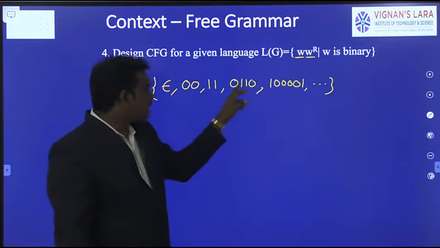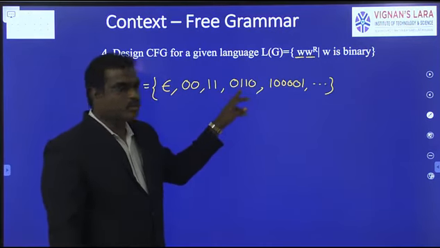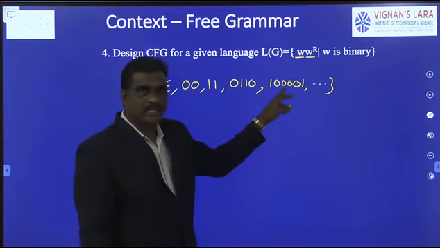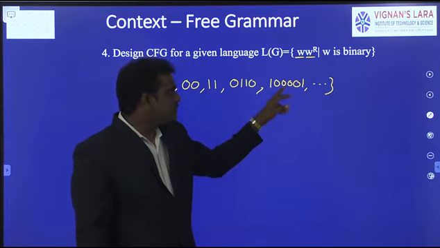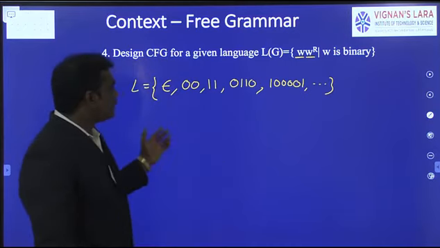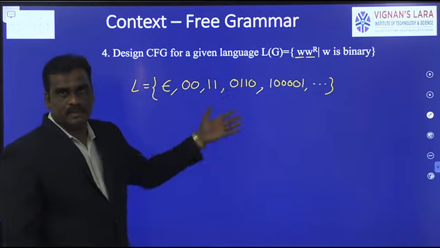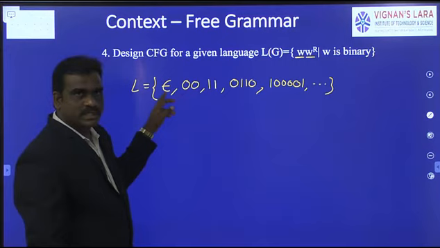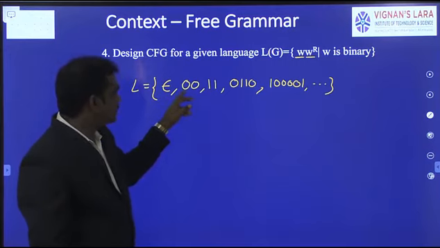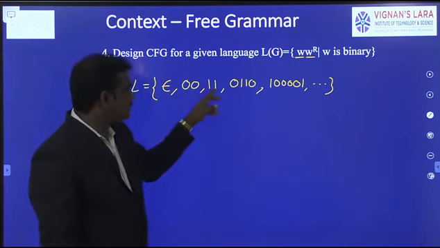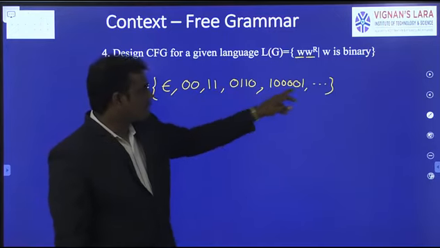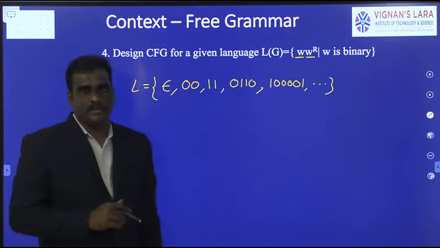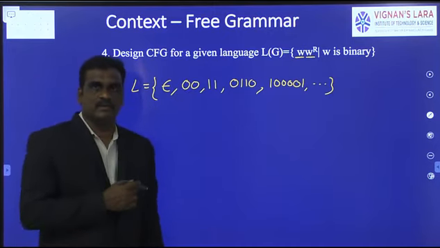For example, take W as 01, W power R is 10, the reverse. In this case, 100 is a W and W power R is 001. Now if you observe this language, the minimum string is epsilon. Here 00 starts with 0, ends with 0; 11 starts with 1, ends with 1; then 0011, 1100. This language is nothing but an even length palindrome.